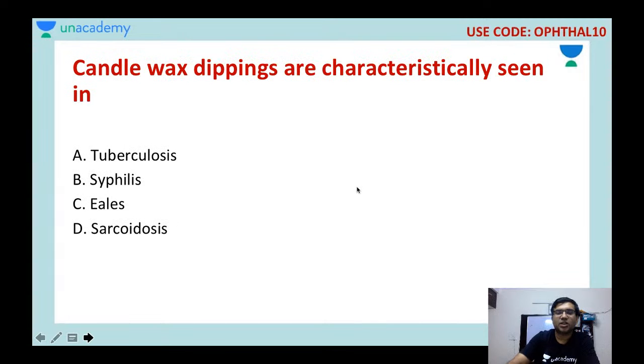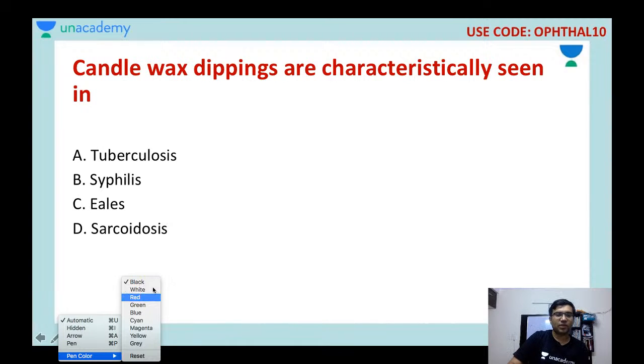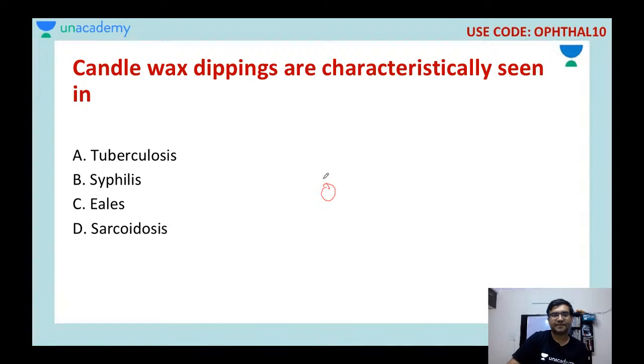Okay, chalo, let's move to our next question. The next question is, candle wax drippings are characteristically seen in which of the following diseases? Your options are tuberculosis, syphilis, Eales, and sarcoidosis. Now, what is the candle wax drippings?